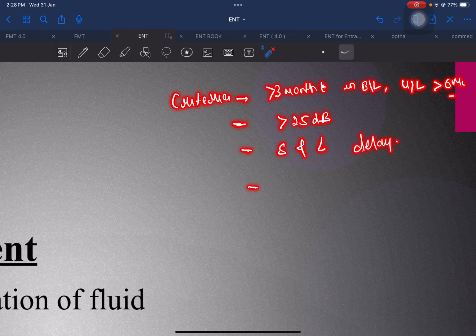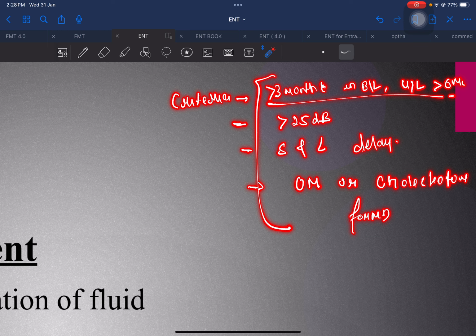Another indication is if there is a complication like otitic meningitis, or impending cholesteatoma formation. So what are these criteria? One is otitis media with effusion for more than 3 months in the case of bilateral, and 6 months in the case of unilateral. Also, hearing loss greater than 25 decibels, speech and language delay, and otitic meningitis or cholesteatoma formation.